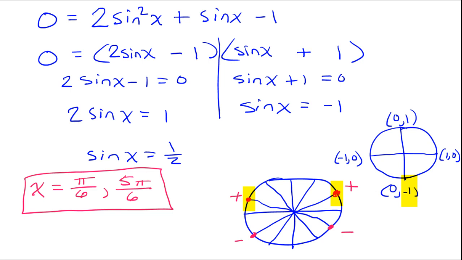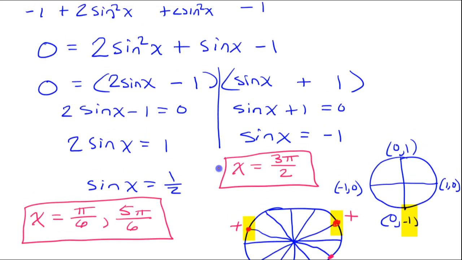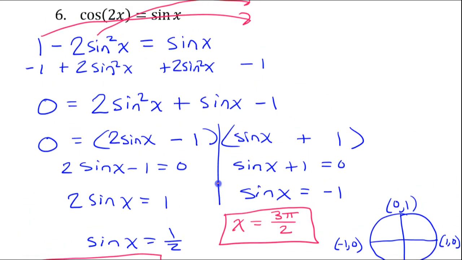So that's why, in addition to the 2 solutions I already have, this angle is another solution. So that is x equals 3 pi over 2. So these are the 3 solutions to problem number 6.